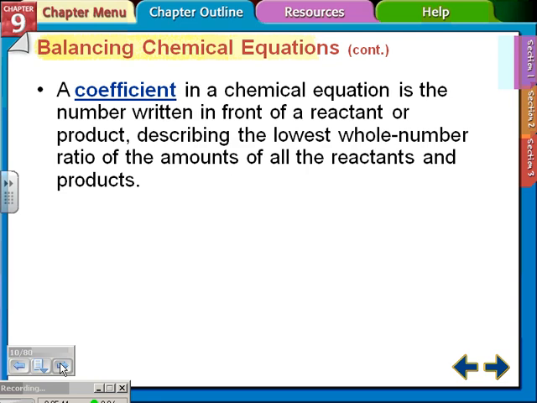So just like I said in the previous slide, a coefficient in a chemical equation is the number written in front of a reactant or product, describing the lowest whole number ratio of the amounts of all the reactants and products. You can't change subscripts. Once you've written a chemical formula correctly, you can't change the subscripts. Let's say I have water, H2O. I can't change the subscript for water. I can't change the fact that there are 2 hydrogens and 1 oxygen, because if I did that, it would no longer be H2O. So if I have H2O, I can never change the subscript, or I change the identity.